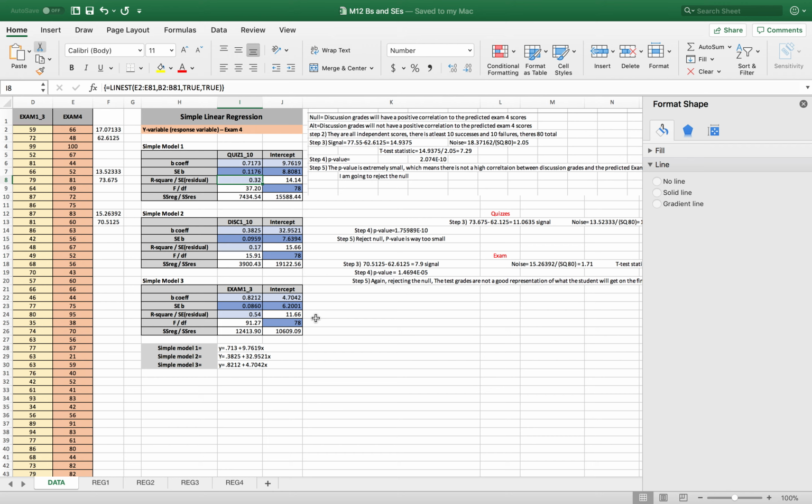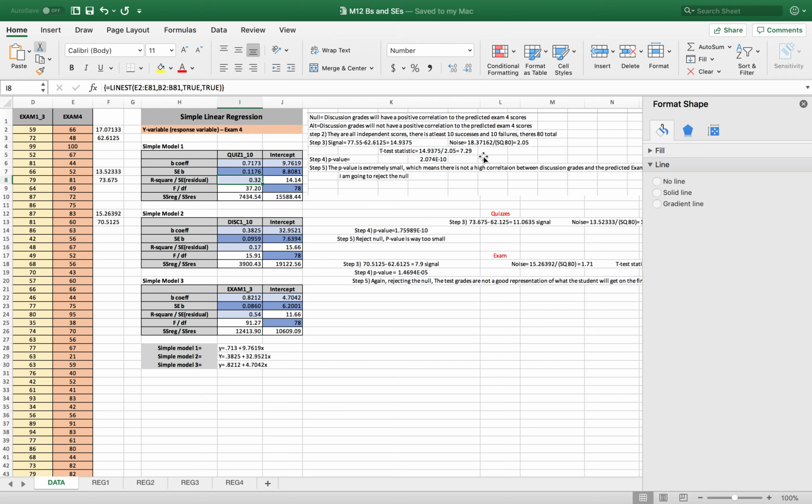So for step 2, I said they are all independent scores. There is at least 10 successes and 10 failures, and there's 80 total, so it passes. For step 3, for the signal, I did the means subtracted by each other, which I got 14.937. For this one, I did the discussion and used exam 4 scores. For my noise, I took my standard deviation divided by the square root of 80 and got this number. And then the test statistic, you just take your signal over your noise, and so I got 7.29.